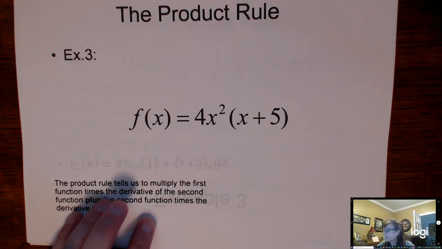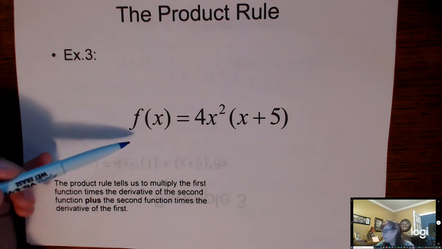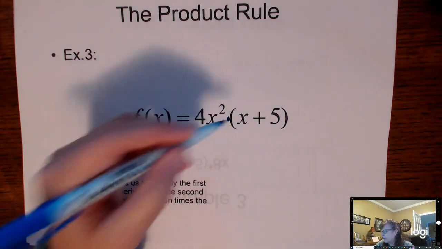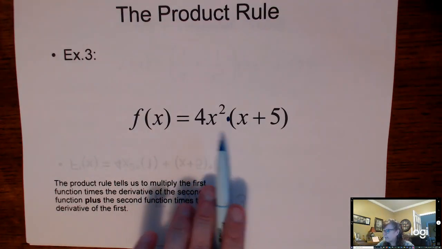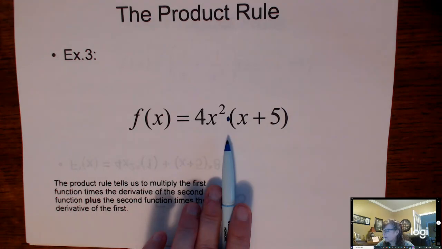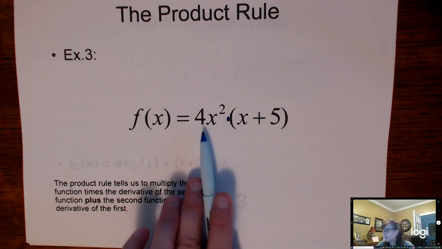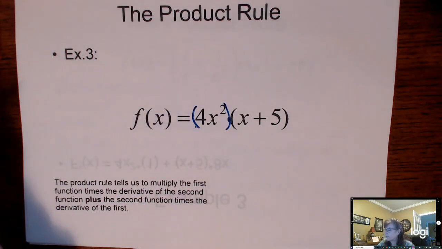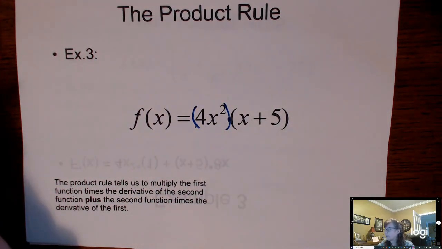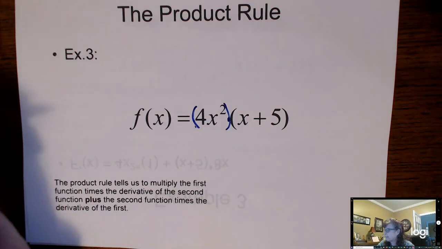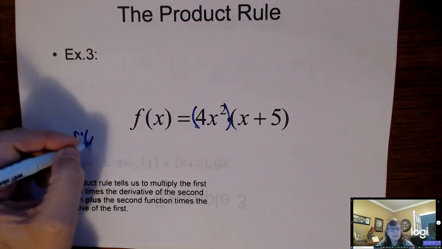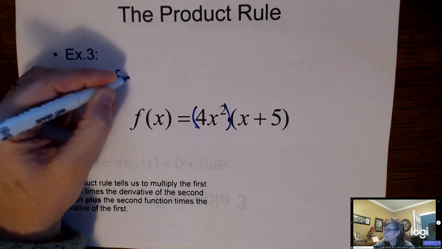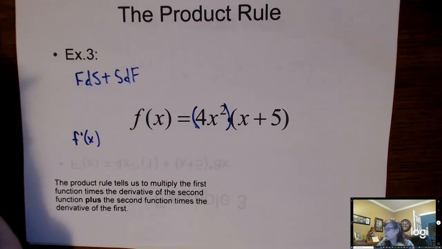All right, let's look at another example. So this one says f of x equals 4x squared times x plus 5. Now, even though you don't have parentheses, that's still a product. So the first thing that you want to understand is that this is the first term right here. So we might as well put parentheses around it if that helps you. So this is the first and this is the second. And so the derivative is the first times the derivative of the second plus the second times the derivative of the first. We'll use the product rule.